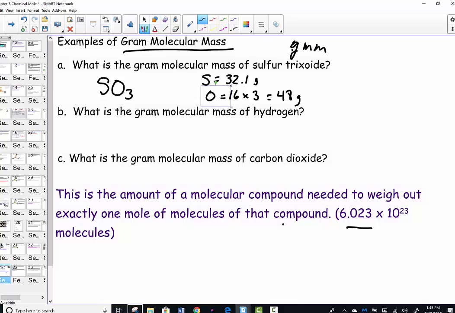When you add 32.1 and 48, you get 80.1 grams of sulfur trioxide. Just adding the individual atoms together gives me the molar mass, the gram molecular mass of that compound. On the previous screen, I asked you for the gram atomic mass of hydrogen. Here I'm asking you for the gram molecular mass.